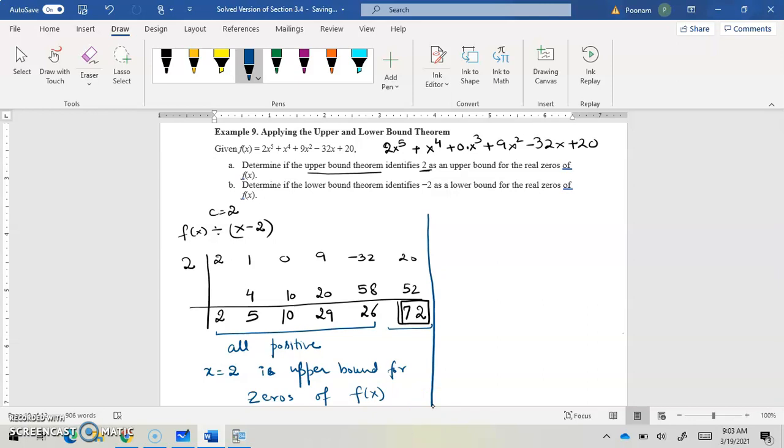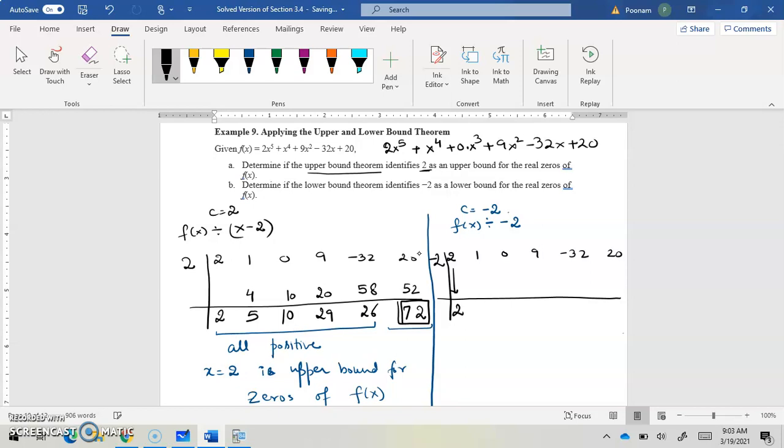Okay. Let's read the second part. Determine if the lower bound theorem identifies negative 2 as the lower bound of the zeros. For that also you have to consider c is equal to negative 2. So you have to divide f of x by negative 2 now. Let's do that. The coefficients of f of x are 2, 1, 0, 9, negative 32 and 20. You draw a line, write negative 2 here because c is negative 2.